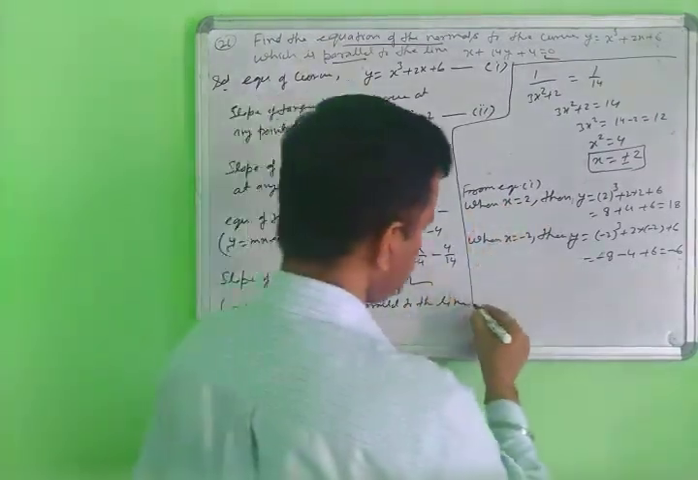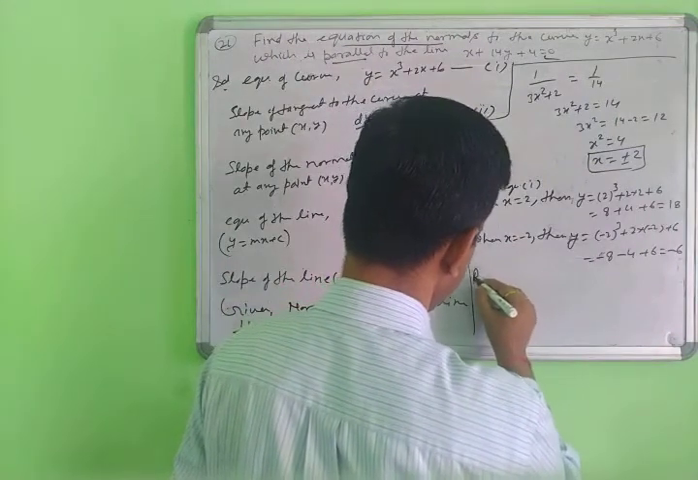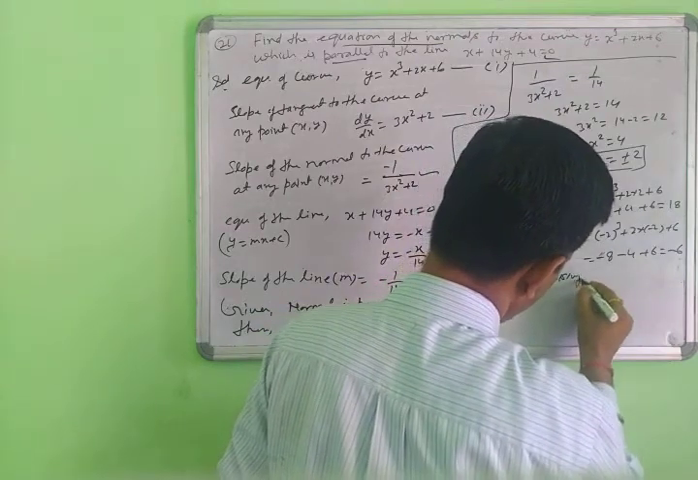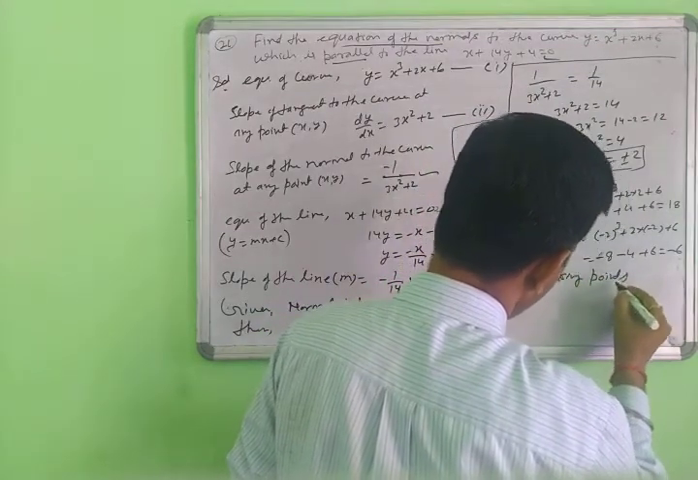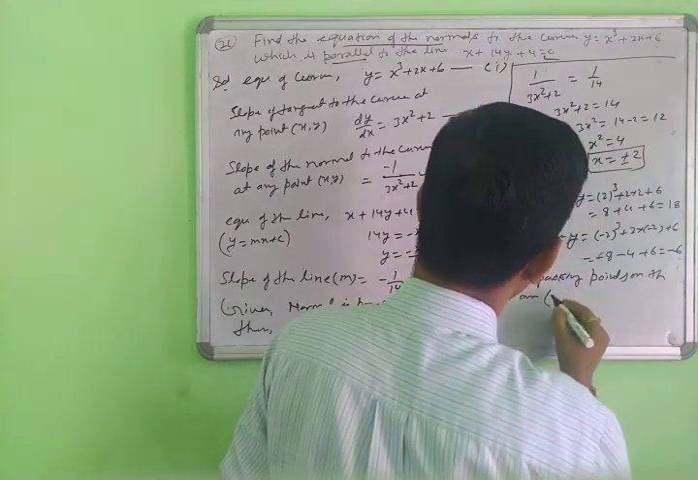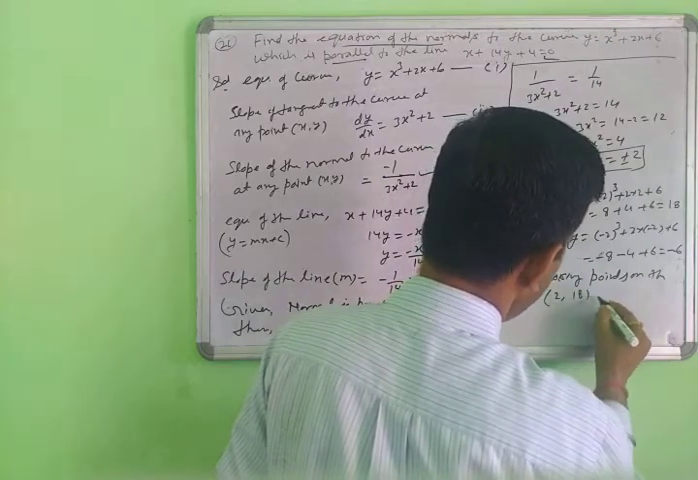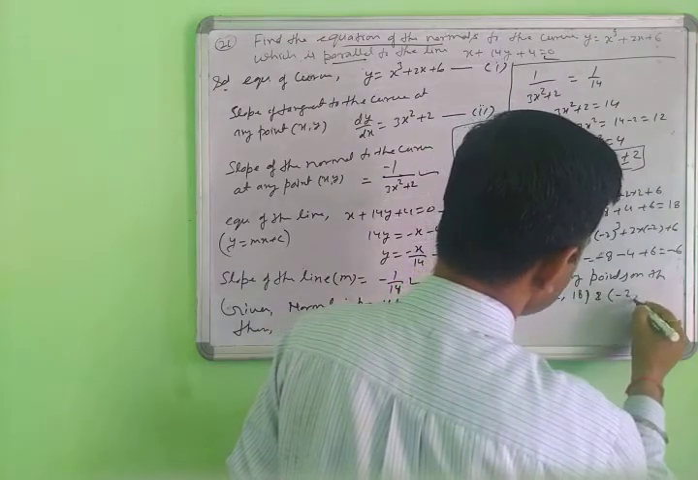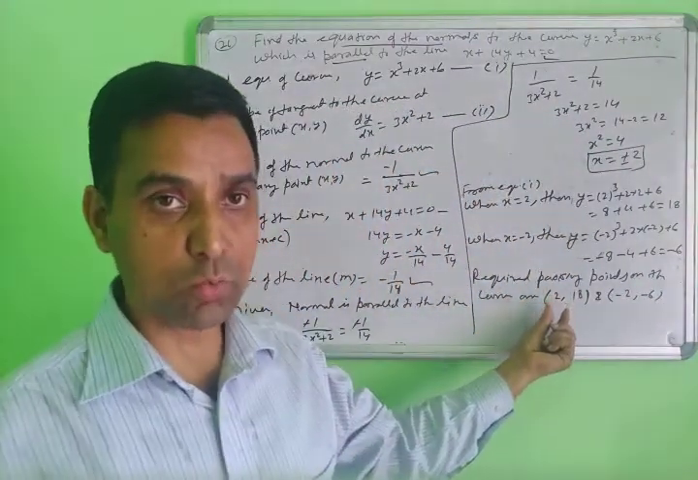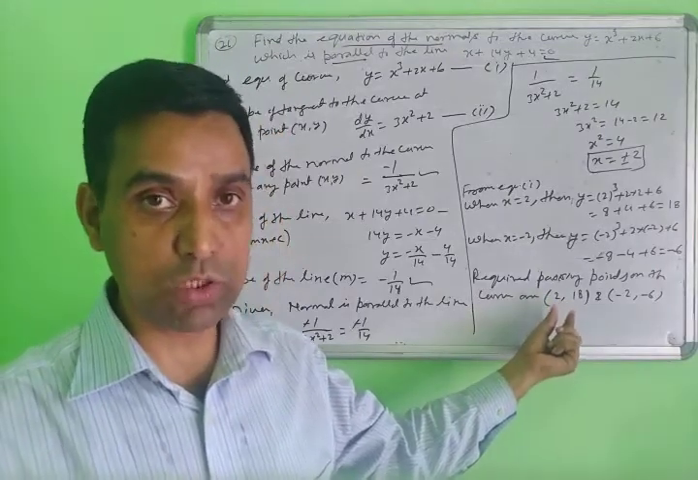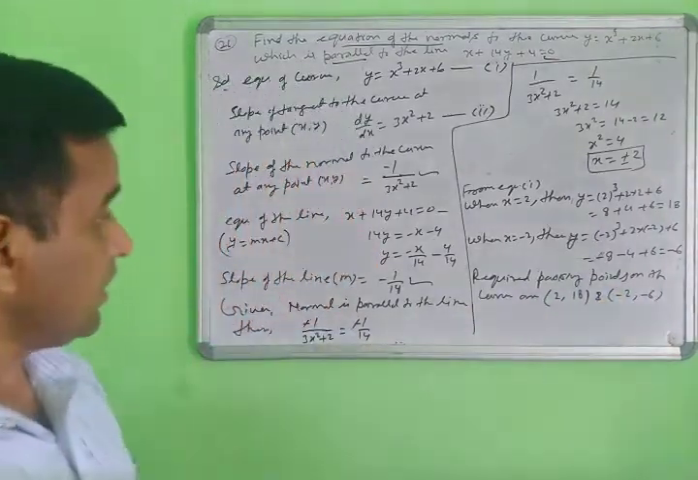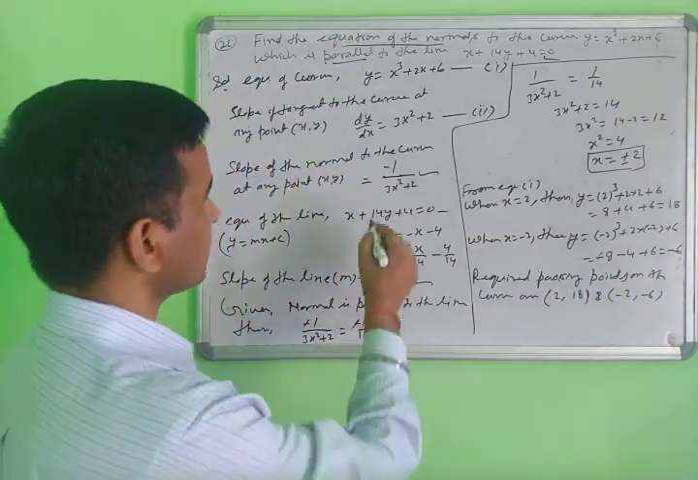So the required passing points on the curve are (2, 18) and (minus 2, minus 6). Passing points here means two normals here. These two normals mean you will find two equations of the normals: first passing through this point and second passing through this point. But the slope of the normal is always minus 1 by 14.